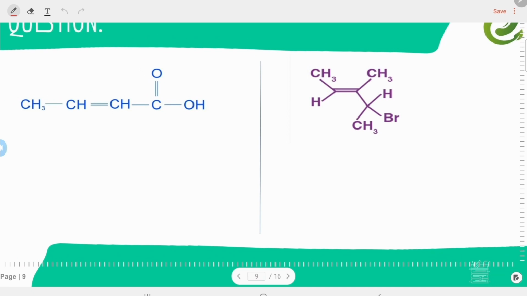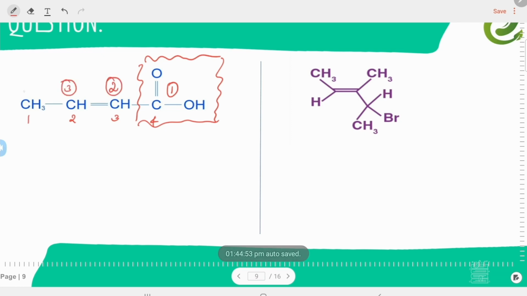Let's take an example. Usually we'll start numbering them as 1, 2, 3, 4. But we shouldn't number them like that. Why is that so? If we see, this is a carboxylic acid functional group. Therefore, we've studied in the rules that the functional group should be given the first number. Therefore, this should be 1, 2, 3 and 4.